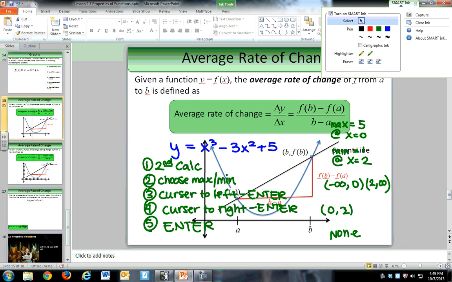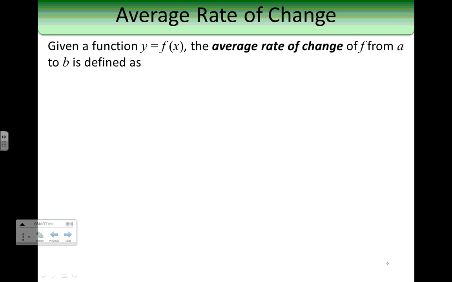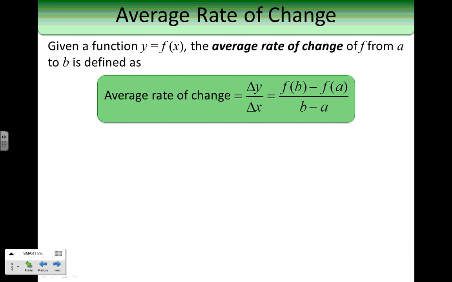Go ahead and clear this. Very last thing is we're going to talk about the average rate of change. Okay, so given a function y equals f of x, the average rate of change of f from a to b is defined as the change of y over the change in x.